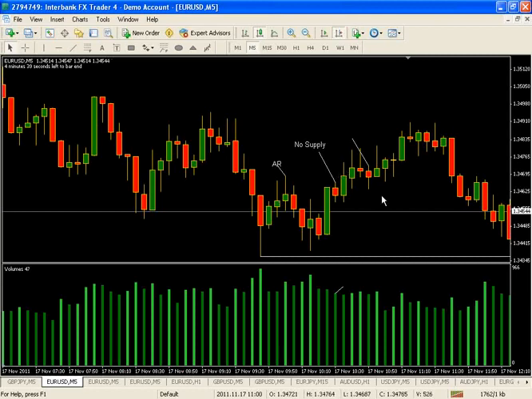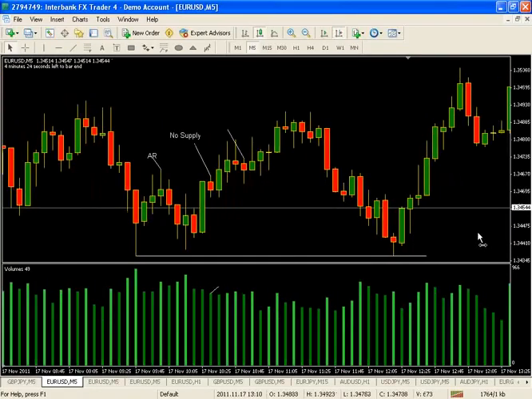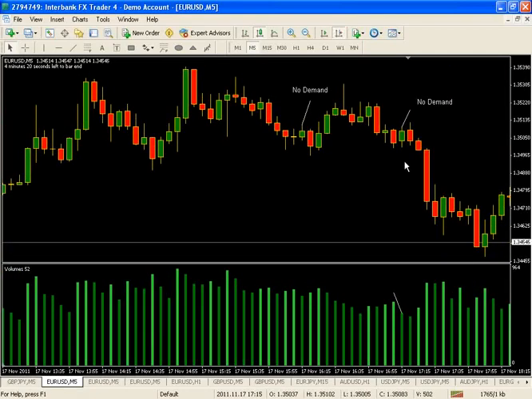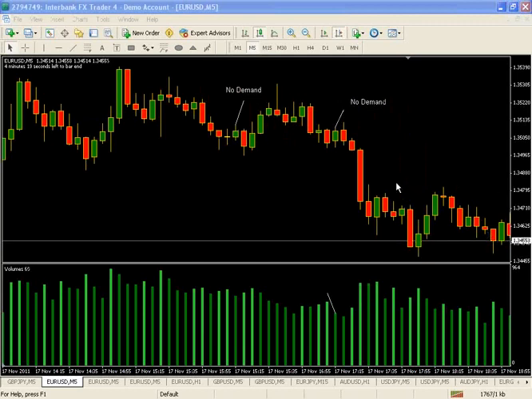In these examples, we're not even going to talk about background. We're just isolating these little things. So that's a no supply, and then of course you have the no demand, which is the opposite. Let me just check something here. Okay, so here's the no demand.